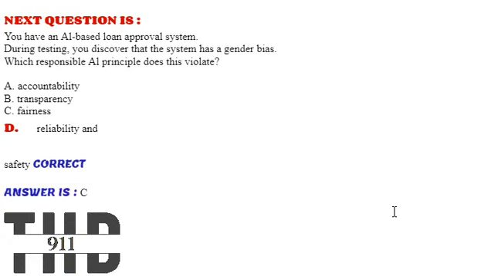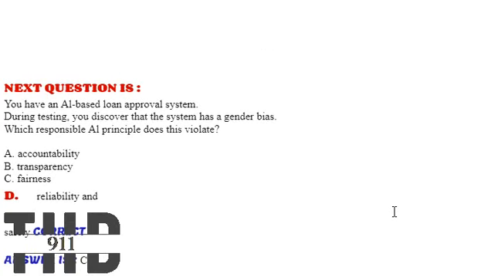The next one. You have an AI based loan approval system. During the testing, you discover that the system has a gender bias. Which responsible AI principle does this violate? Option A, accountability. Option B, transparency. Option C, fairness. Option D, reliability and safety. The correct answer is option C, that is fairness.